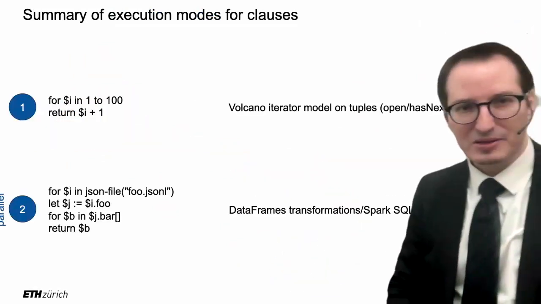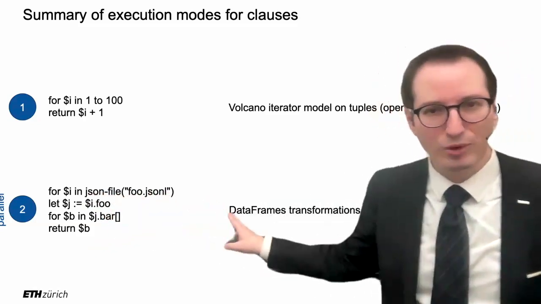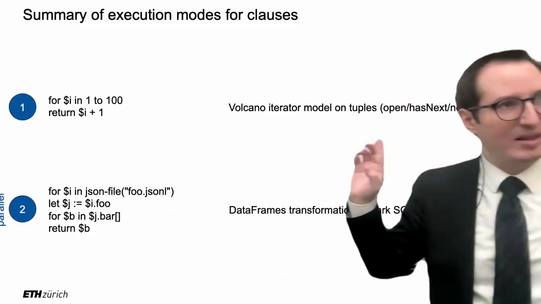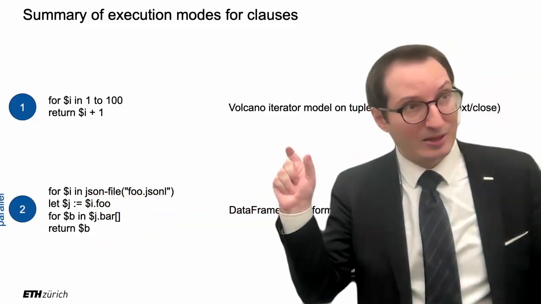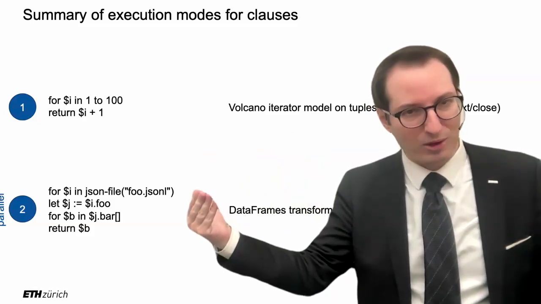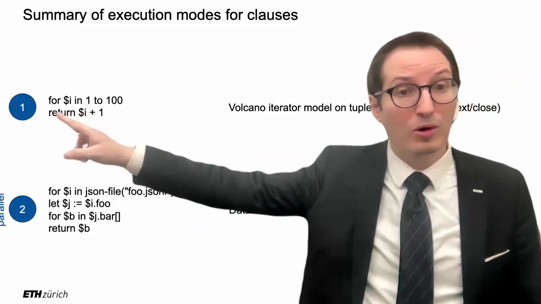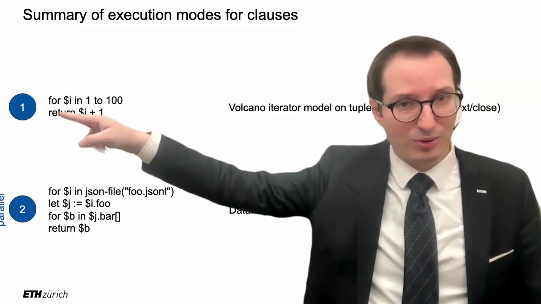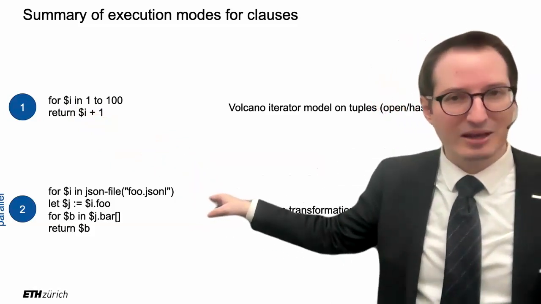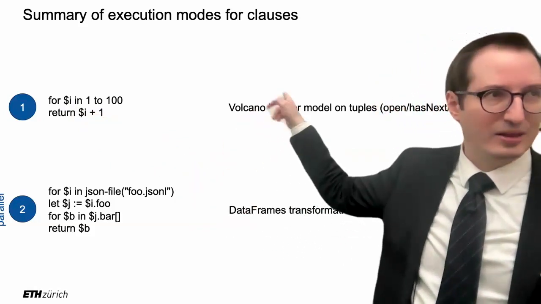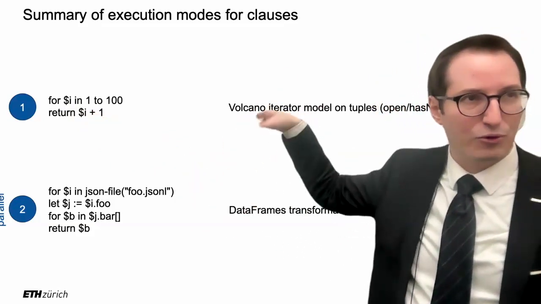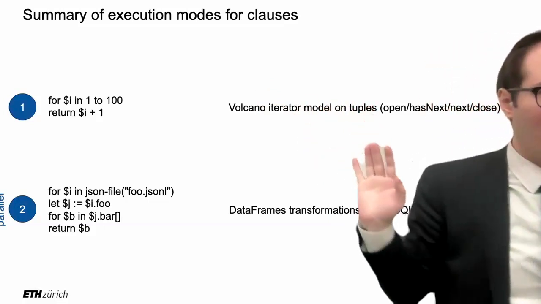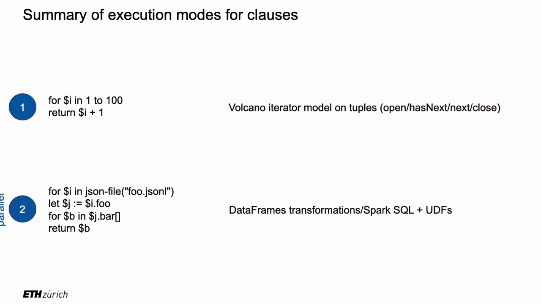So for the for clauses, if it's in parallel, we use data frames. But if it's very little data, and it's not enough to justify running in parallel, you can also have a local execution of the FLWOR expression. In that case, there won't be any data frames involved. It's just going to iterate. Next, next, next, next, next. It just flows through the bindings. It can be streamed. It can be materialized.